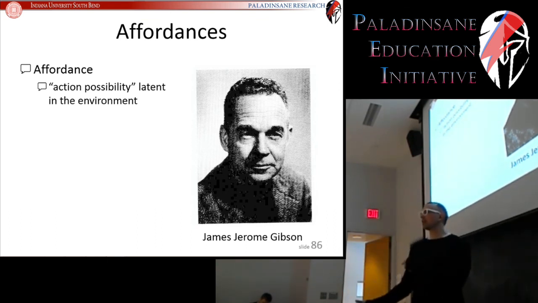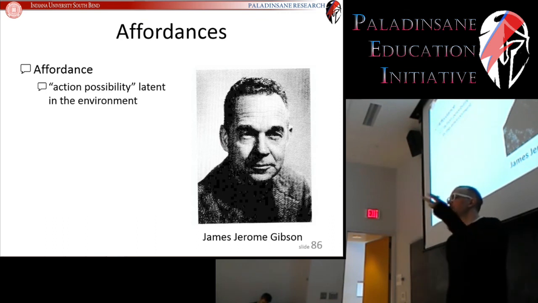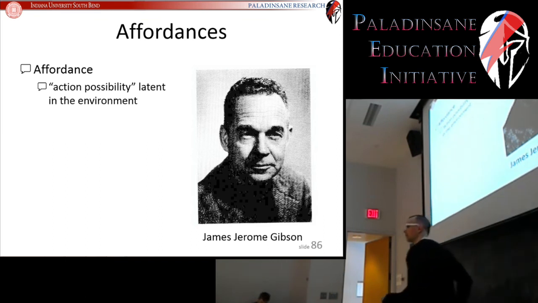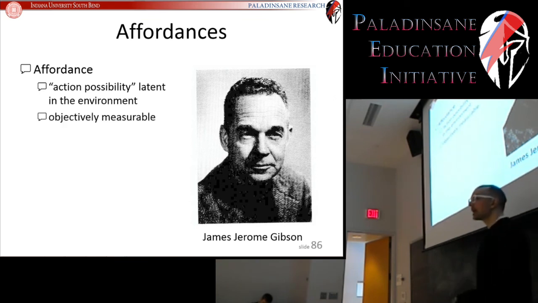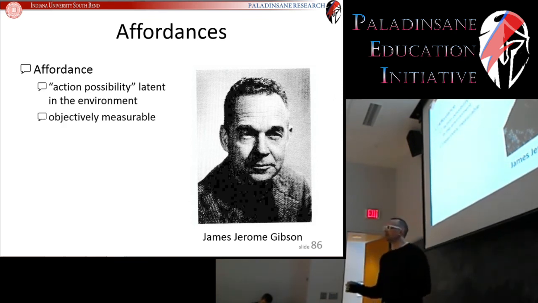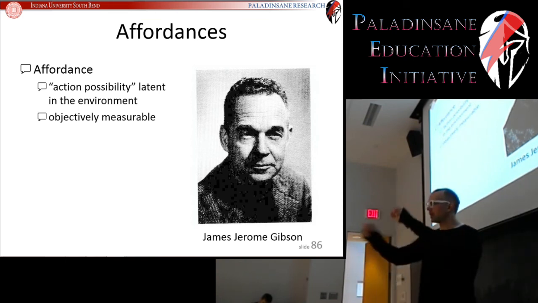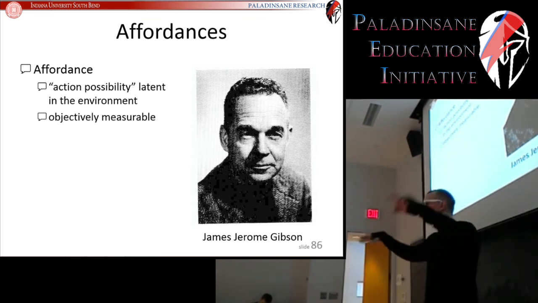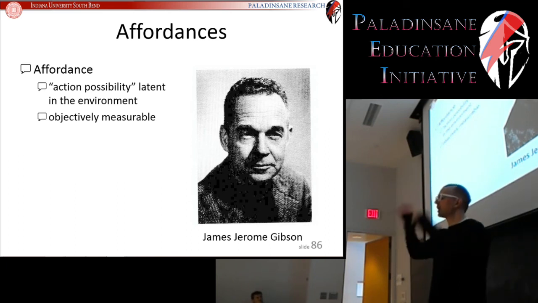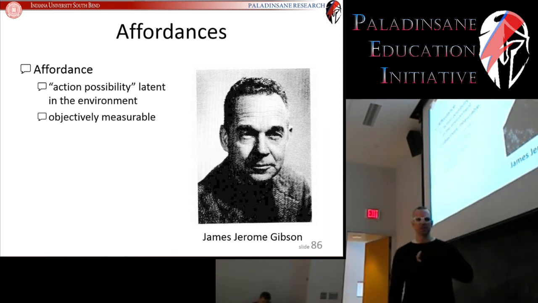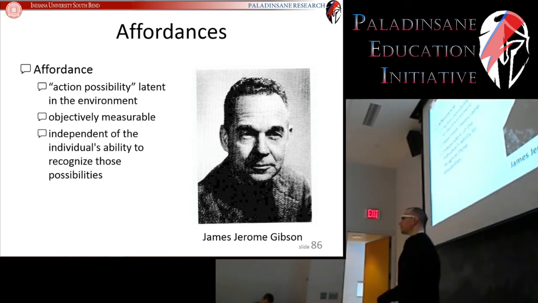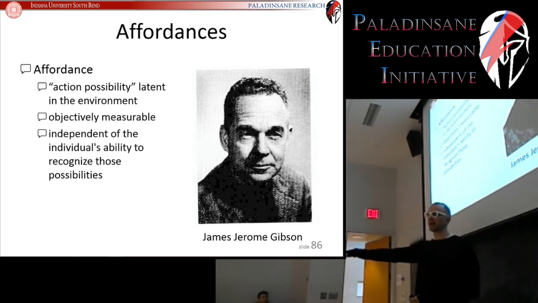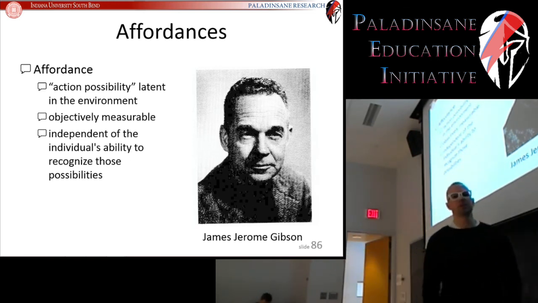So we take action on our environment. What that means is that we can perceive possibilities to take action in our environment. Our environment has perceptible action opportunities. So these action opportunities, they're objectively measurable. Just like in invariance, you can go out and you can measure the angles and the relations for invariance. You can measure these objectively measurable affordances, and they're independent of the individual's ability to actually recognize those affordances, so you don't have to recognize the fact that you can take action in order for the affordances to exist.